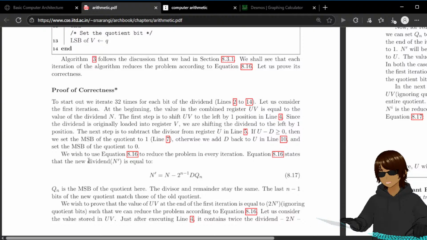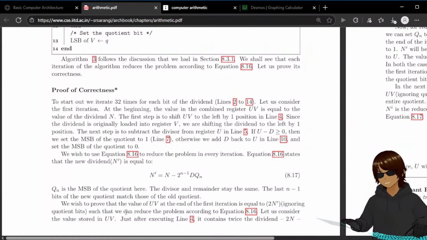We use equation 8.16 to reduce the problem in every iteration. Equation 8.16 states that the new dividend is equal to this. Here n is the most significant bit of the quotient here. The divisor and remainder stay the same. The last n minus 1 bits of the new quotient match those of the old quotient. We wish to prove that the value of UV at the end of the first iteration is equal to 2n apostrophe such that we can reduce the problem according to equation 8.16.